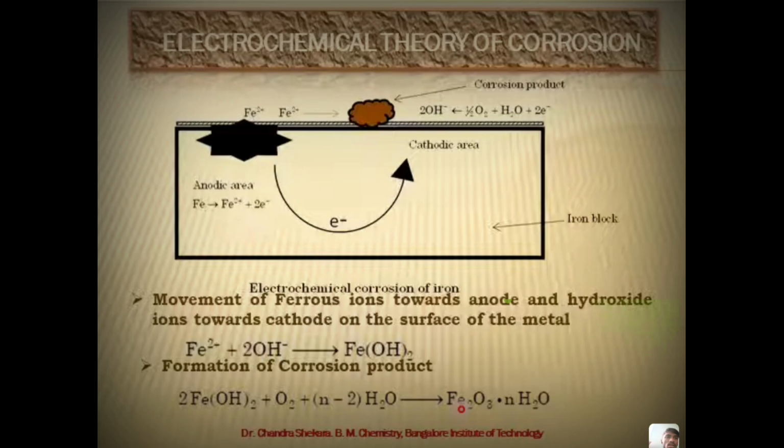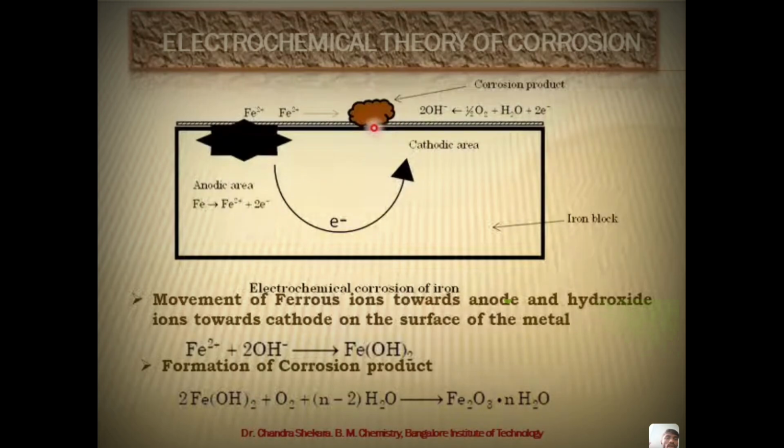After this, Fe2+ ions, that is the cations, get attracted towards the cathodic area and they move from the anodic area towards the cathodic area on the surface of the metal. Similarly, the anions which are formed over here, OH- ions, get attracted towards the anodic area and they move from the cathodic area towards the anodic area. And in between the anodic and cathodic area, Fe2+ combines with OH-, resulting in the formation of ferrous hydroxide.